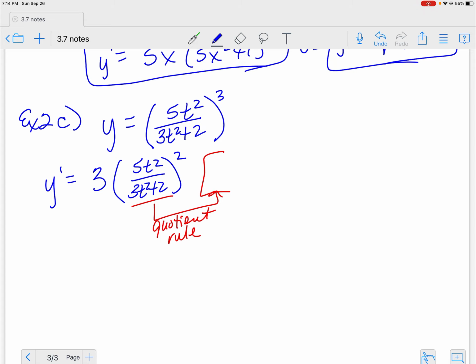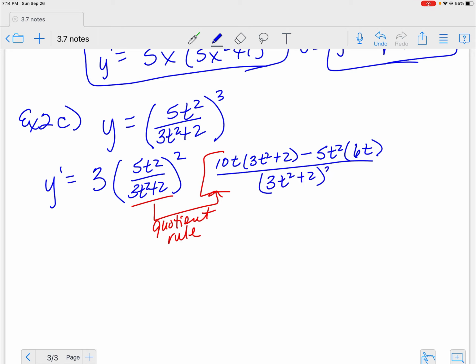Let me go back to blue here. Derivative of the top is 10t times the bottom, 3t squared plus 2, minus the top, 5t squared, times the derivative of the bottom, which is 6t, all over the bottom squared. All right? Now clean it up.